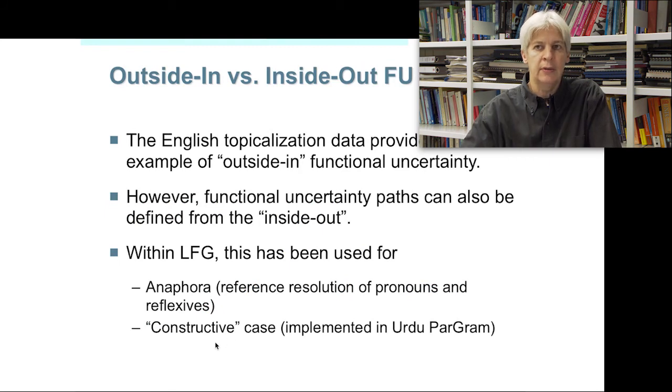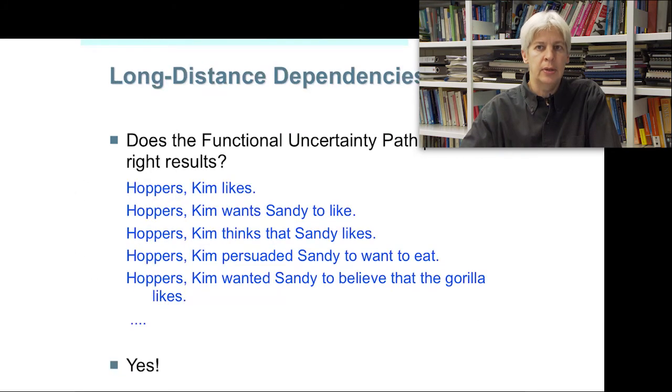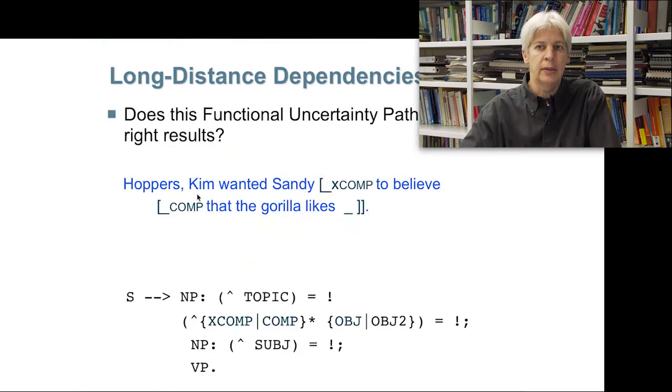Okay, so that was functional uncertainty, which is also actually more correctly known as outside-in functional uncertainty. This is the English topicalization data. Outside in, because what you're doing is you're saying, I am here, I belong to somewhere, let's look in here, do I belong here? No. Do I belong here? Yes. So you're looking from the outside in, you're saying xcomps, comps, object.